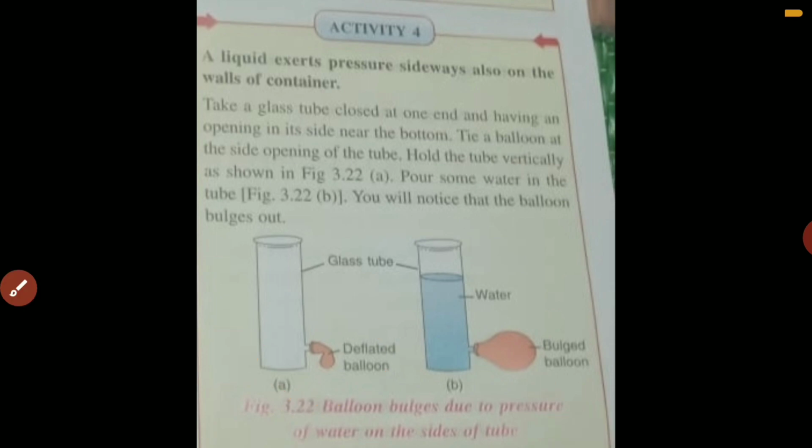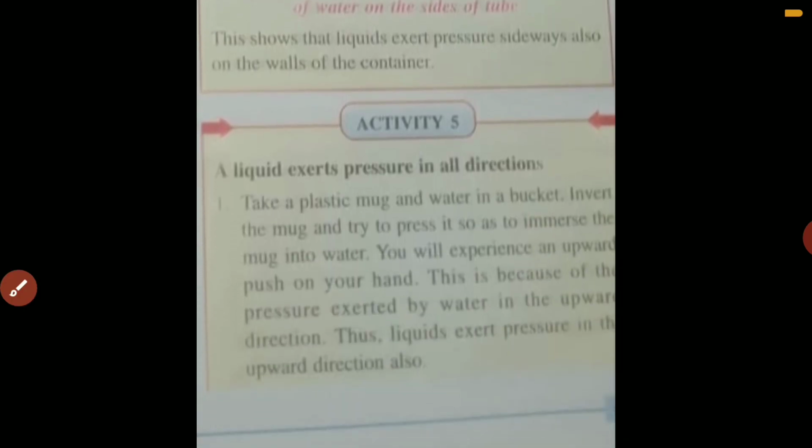Then activity 5: a liquid exerts pressure in all directions. You take a plastic mug and water in a bucket. Invert the mug such that the opening is facing the water and the closed bottom of the mug is facing you, and try to press it so as to immerse the mug into water. You'll experience an upward push on your hand. This is because of the pressure exerted by water in the upward direction, which you have studied in the previous chapter. It was called upthrust. Thus liquids exert pressure in the upward direction also.